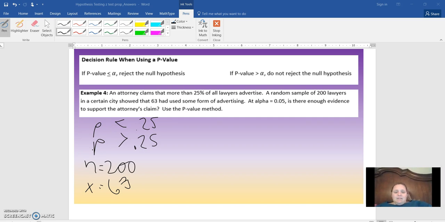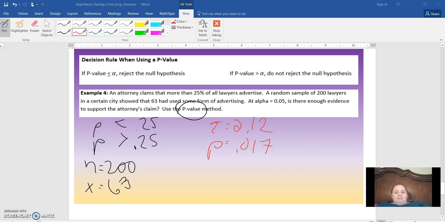I'm going to stick this in my calculator. It says use the p-value method. I'm going to go to stat and then test, to number 5, the proportion. 0.25, x is 63, n is 200, and it is greater than. I'm going to push enter and write that information down. I got z equals 2.12, p equals 0.017.